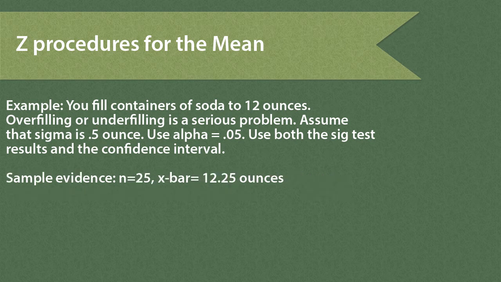Next, we would need to collect some sample evidence. Our sample evidence here is a sample of n equal to 25 containers. The average fill for the containers, or x bar, is equal to 12.25 ounces.